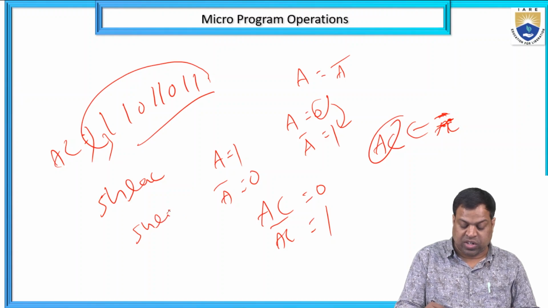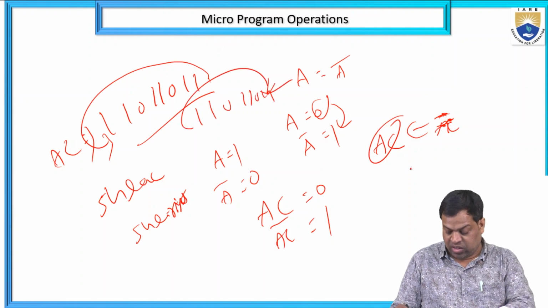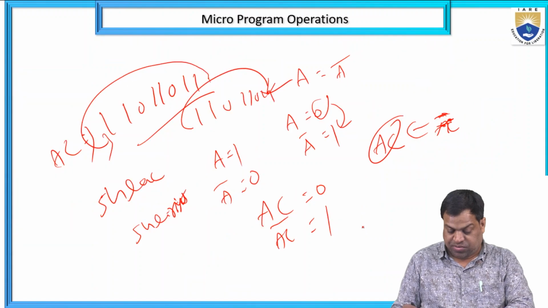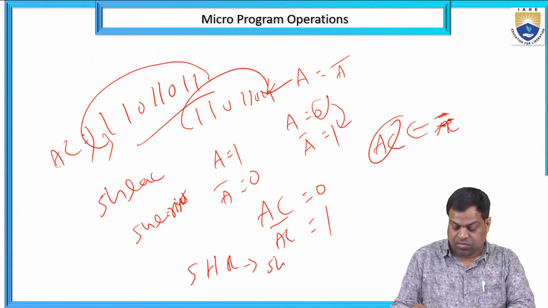Suppose I am going for the shift right. That is, shift right means 110, 110, 11. So we are shifting right the accumulator value. So shift left accumulator, shift right accumulator, SHL, SHR. Shift right accumulator.